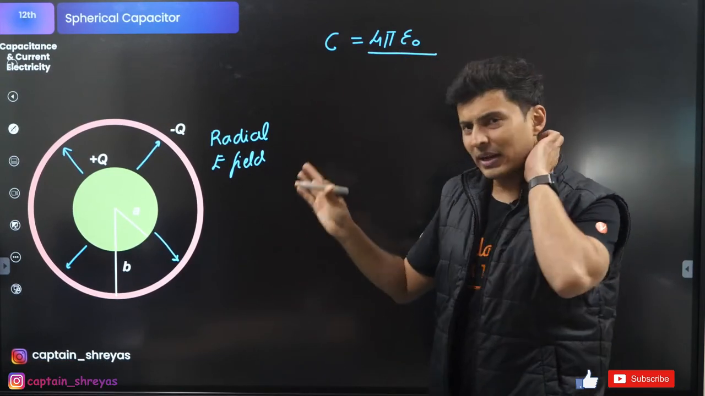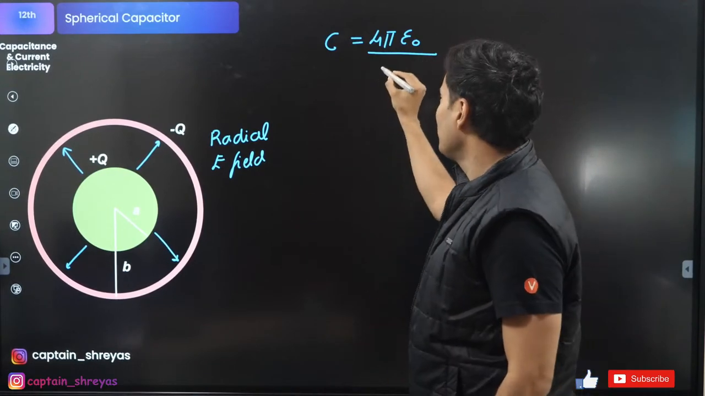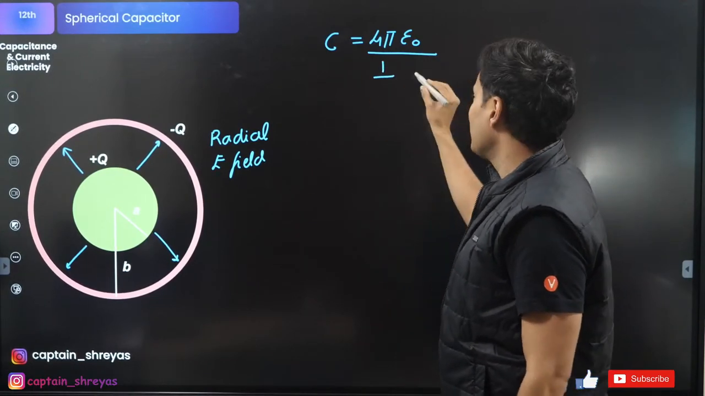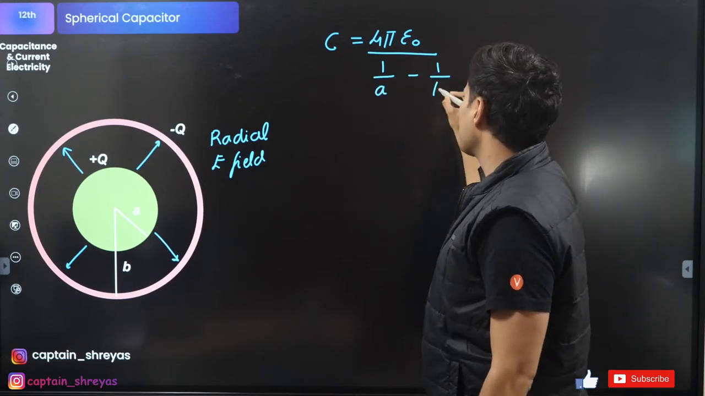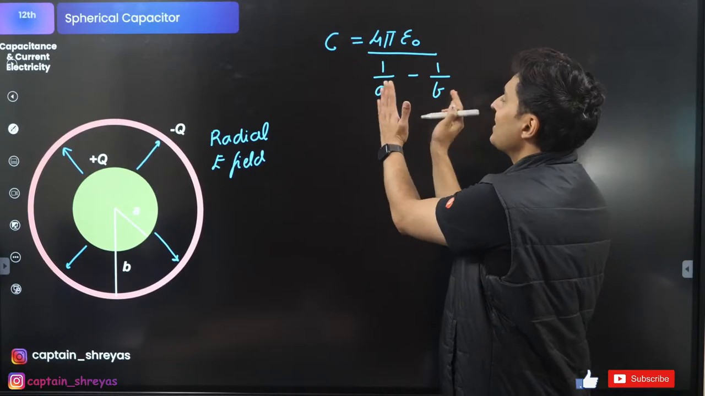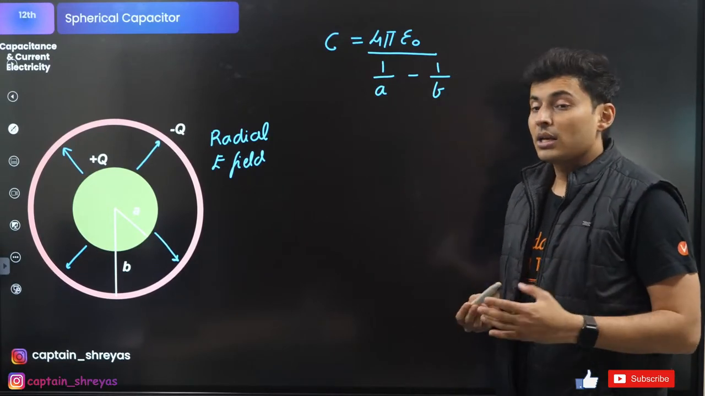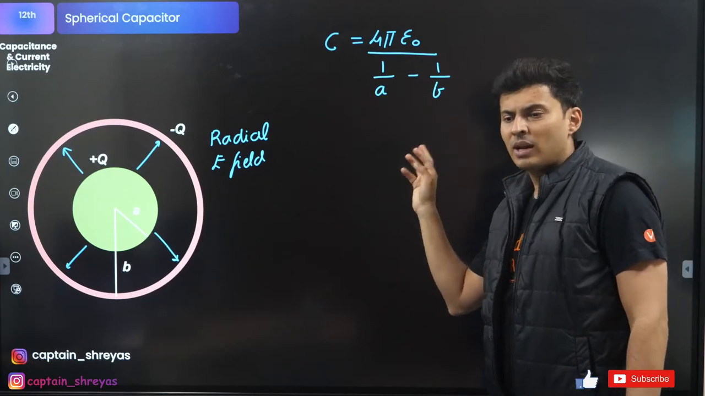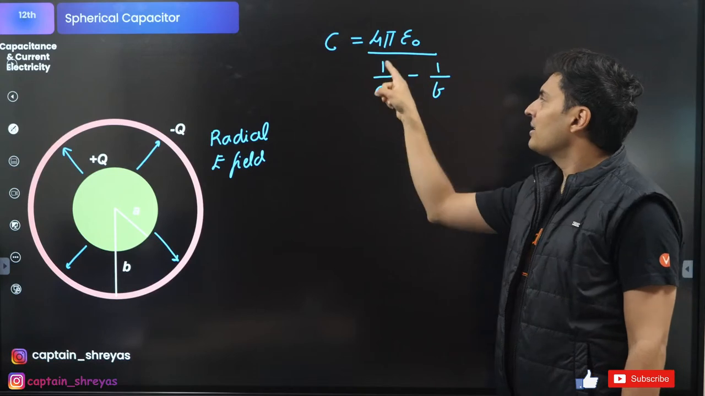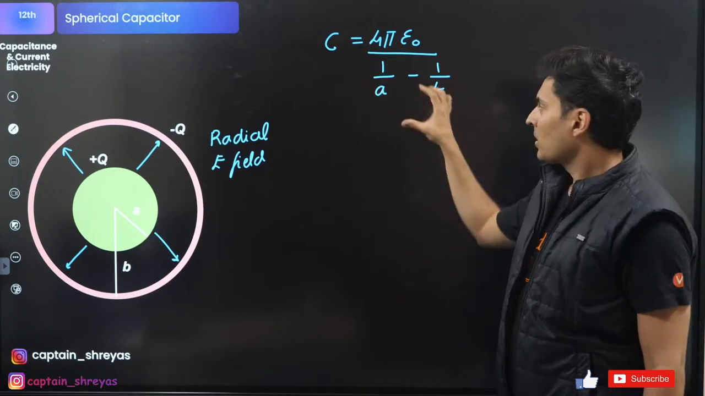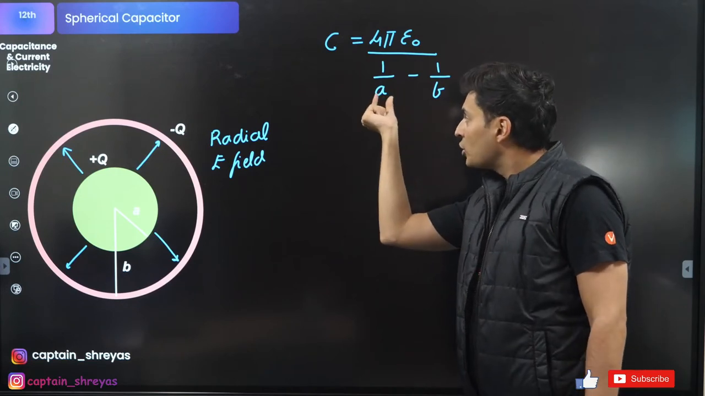There is no length or anything involved here. You just have radius, and you don't even have a logarithm. Here you have the big radius and the small radius, and you subtract them: 1 by a minus 1 by b. Make sure this number is always positive. Many people wonder whether it is 1 by b minus 1 by a or 1 by a minus 1 by b, and you don't have to remember that. Just make sure this fraction is big and this fraction is small, so the denominator here should be smaller.